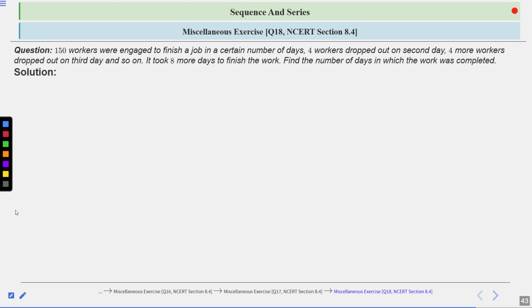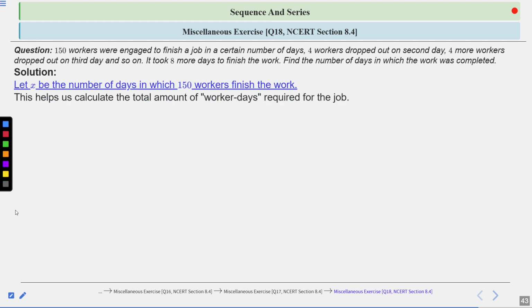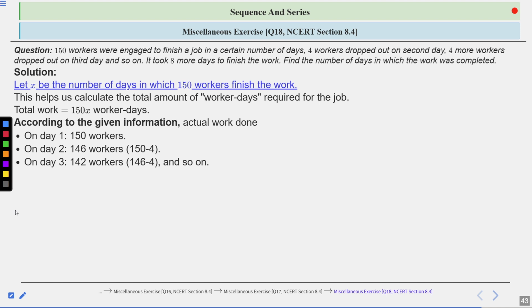Let us start with the solution. Let x be the number of days in which 150 workers finish the work. This helps us to calculate the amount of worker days required for the job. Total work is basically 150x worker days, right? According to the given information, actual work done on day 1 is by 150 workers, on day 2 by 146 workers, which is 150 minus 4, on day 3 by 142 workers, which is 146 minus 4, and so on.